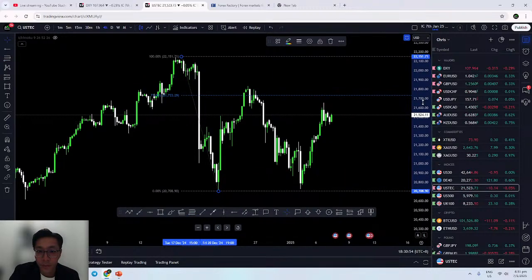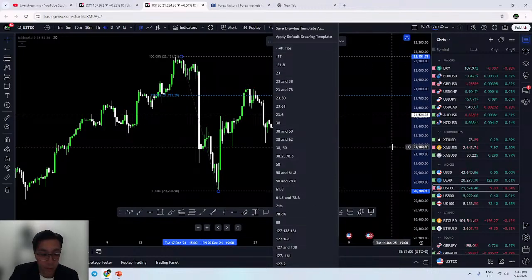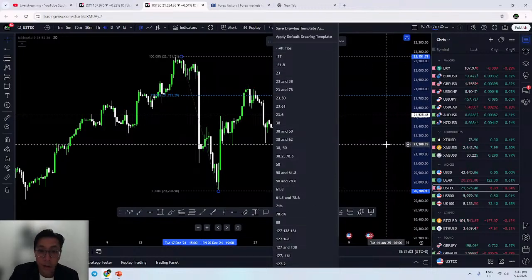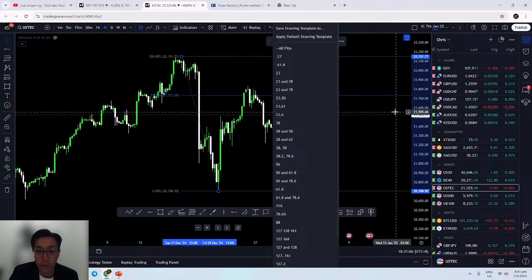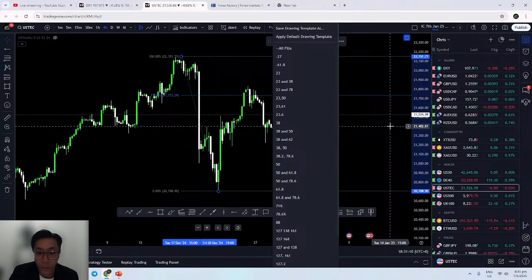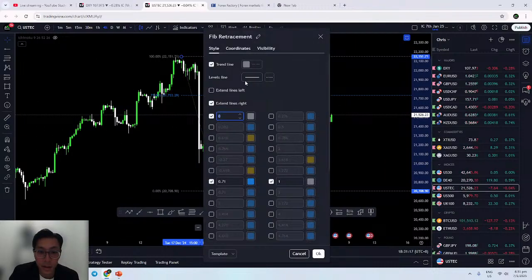All right. So yeah, you just have to assign for every value. You might want to take a screenshot of this, right? It's pretty useful. It's very convenient for you to use these fib settings, right? Okay, then usually you save the drawing template as a name. Okay, then these are the settings.